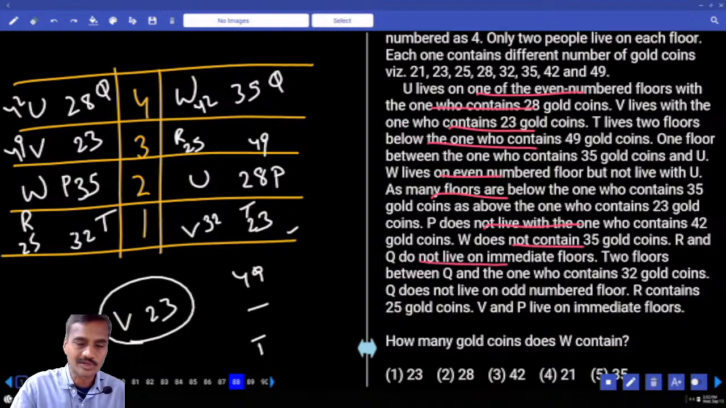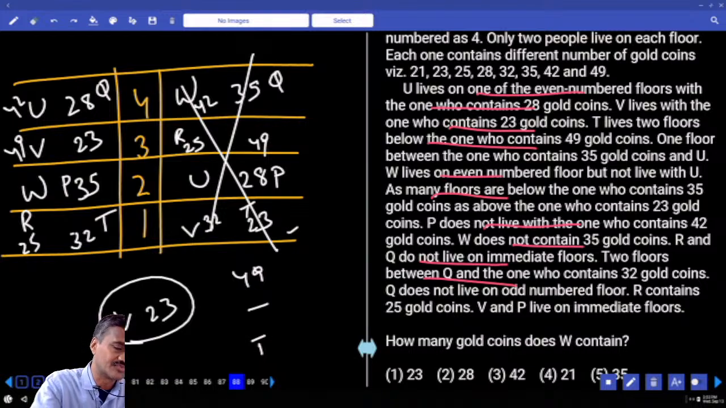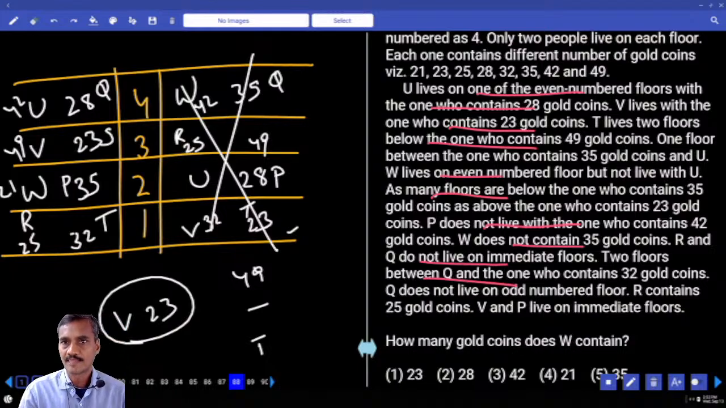R and Q do not live on immediate floors. Now here R and Q are living on immediate floors, and they are not living on immediate floors, then 2 floors between Q and 32. And finally, who is the person left over here? R must contain 25, and P is not with 42, and the only one more number that is left over is 21, which is W, and the person who is left over is S, who will be 20. Clear? Here the flats were not given.